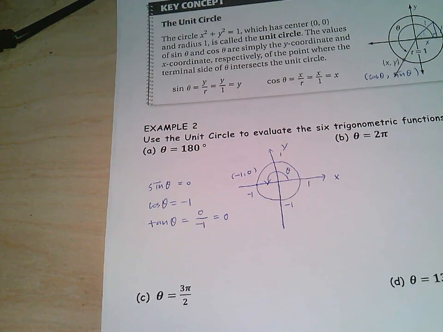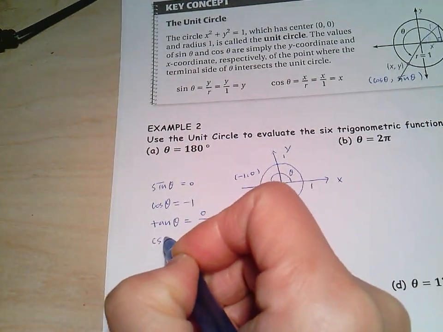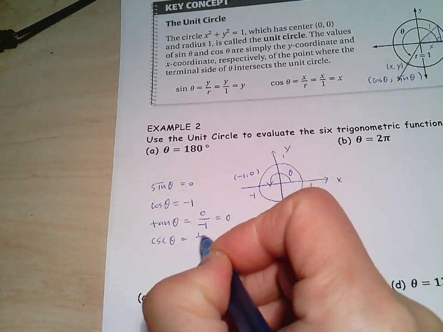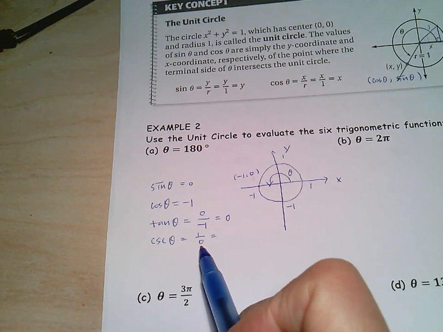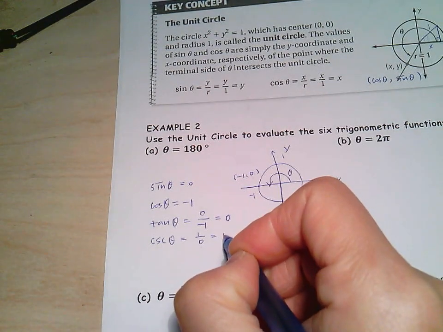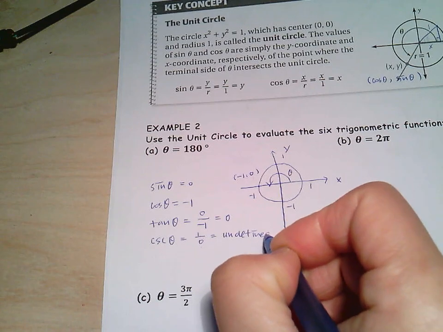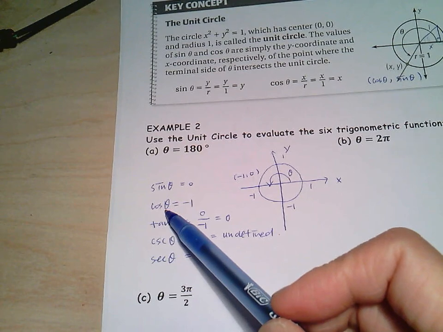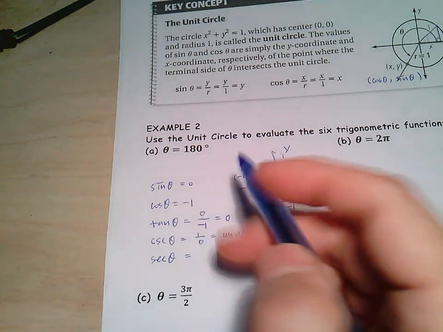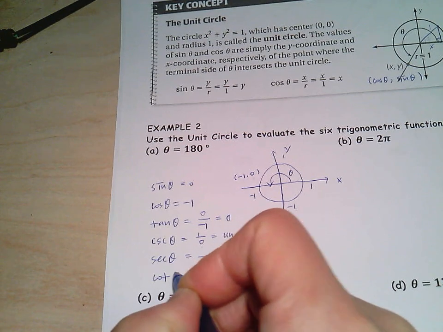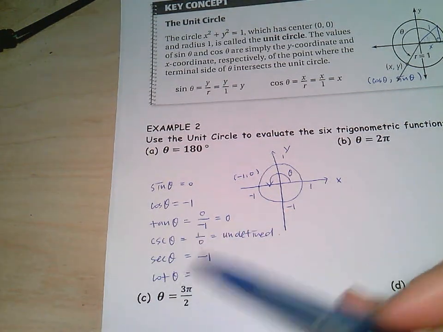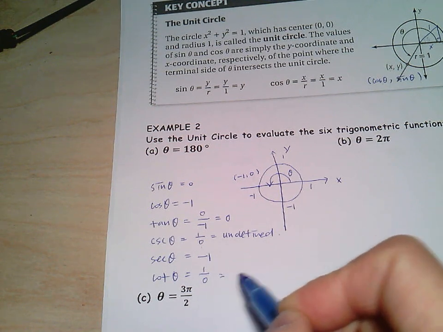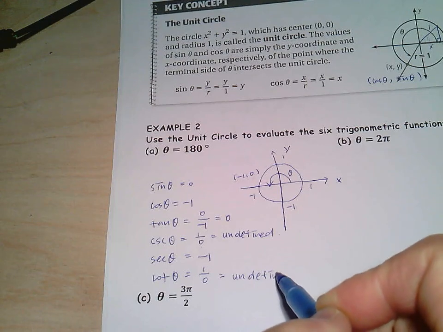Okay, so now from there we can find cosecant theta. Cosecant theta is 1 over sine, which is 1 over 0. Guys, if the denominator is 0, what is it? Isn't it undefined? So this one is undefined. Now secant theta is 1 over cosine theta, so 1 over -1, which is -1. Now the next one is cotangent theta. Cotangent is 1 over tan, which is 1 over 0. What is 1 over 0? Isn't it undefined? So this is undefined.